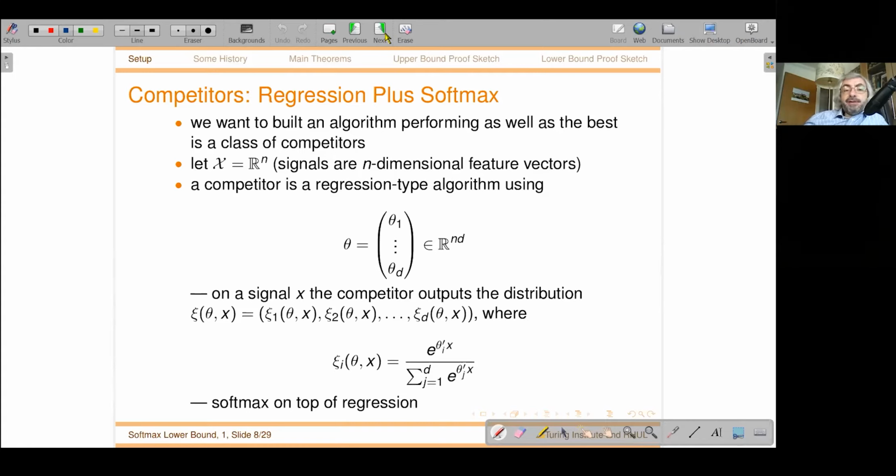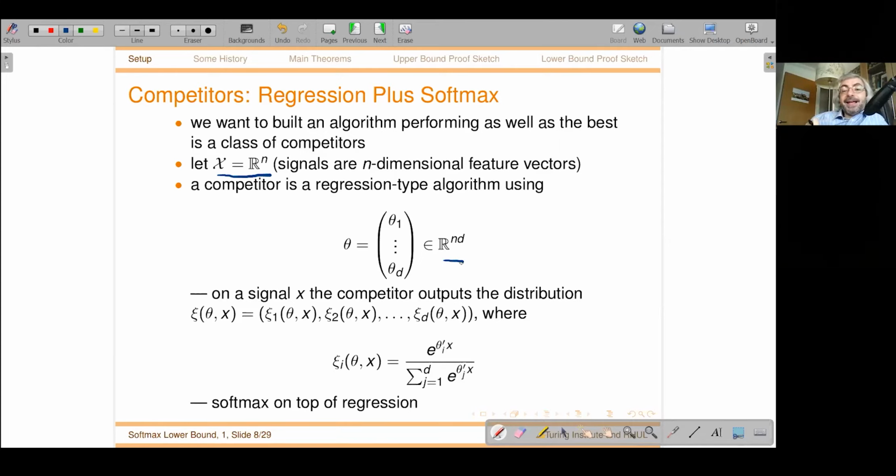Now I will specify the class of competitors we will be looking at. Let the signals be n-dimensional feature vectors. On each step, we get an n-dimensional feature vector, and we want to work out a distribution on that basis. And a competitor will be a regression type algorithm. It's parameterized by theta, which is a vector of n-d coefficients.